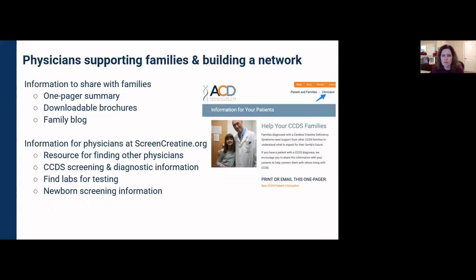We also support physicians by giving them materials to give to their families, by having brochures and blogs available. Not all families want to join a support group, and they prefer to remain quiet and on their own, but we have all these materials that the physicians can then give to the families. And we have materials for them as well to help find other physicians if this is their first patient, and to find labs that can do the appropriate testing. Next slide, please.